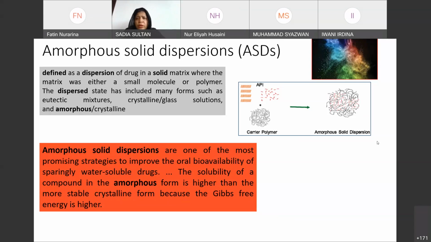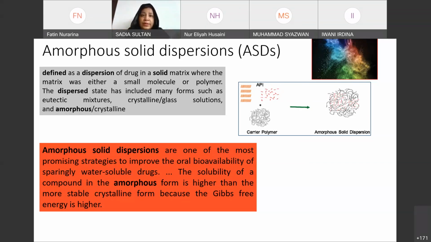Okay, so what they do, you can see this picture here. This is your active drug, the API, right? And you use any polymer, and you mix this polymer, this gray color, with your active, which is the pink color. This is your active drug, and you mix, and then you have amorphous solid dispersion. So this is an example of amorphous solid dispersion. This is your molecule, API, your actual drug. You mix it with any polymer, right?